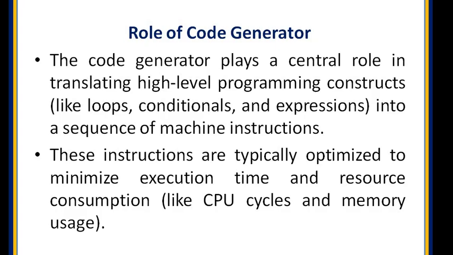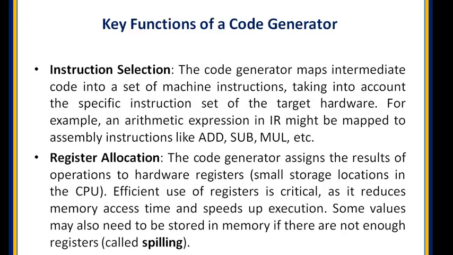Role of the code generator. The code generator plays a central role in translating high-level programming constructs into a sequence of machine instructions. These instructions are typically optimized to minimize execution time and resource consumption like CPU cycles and memory usage.